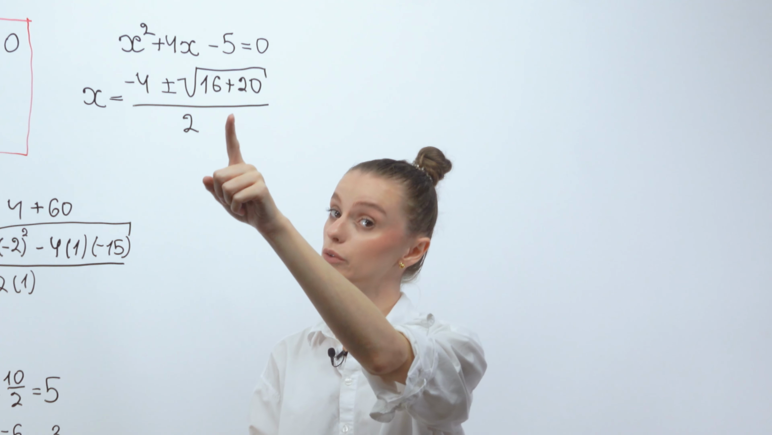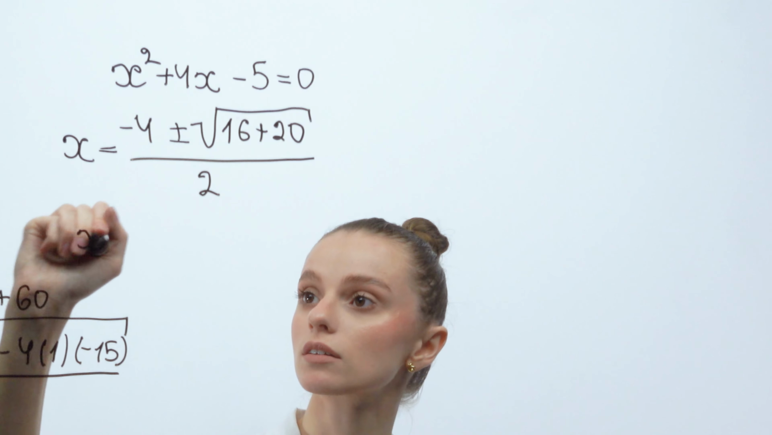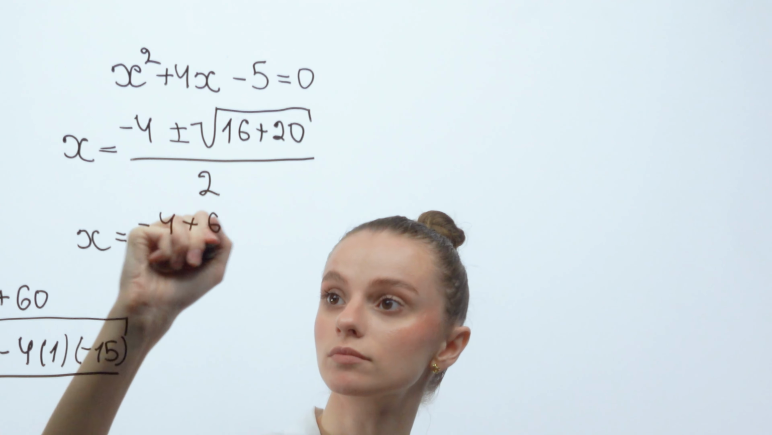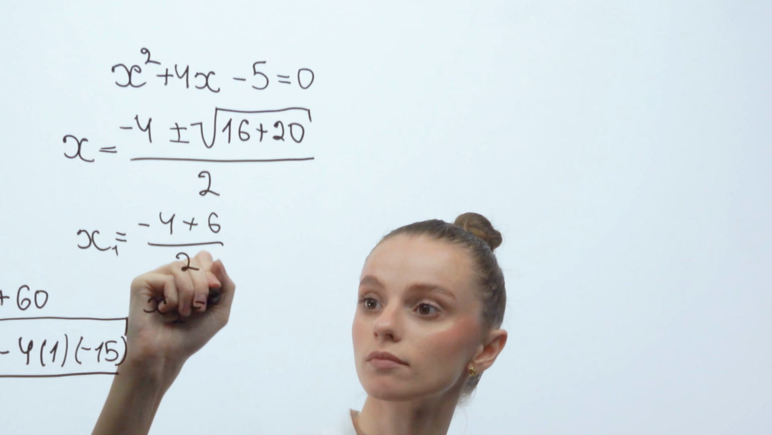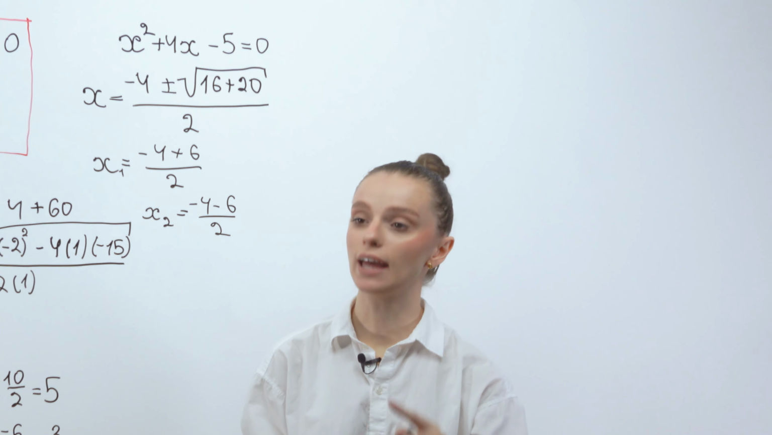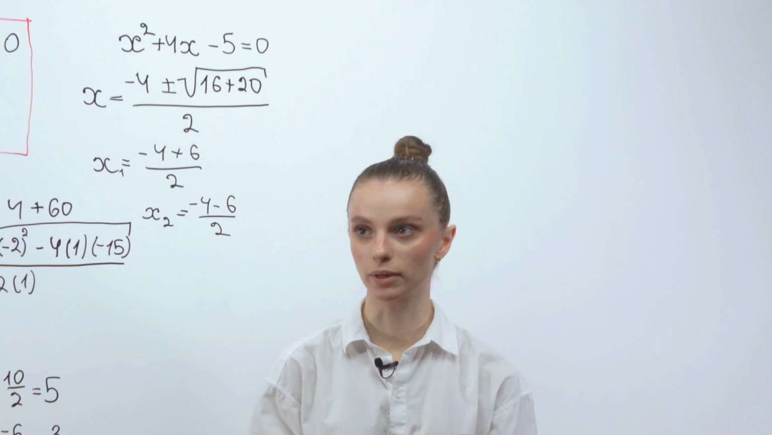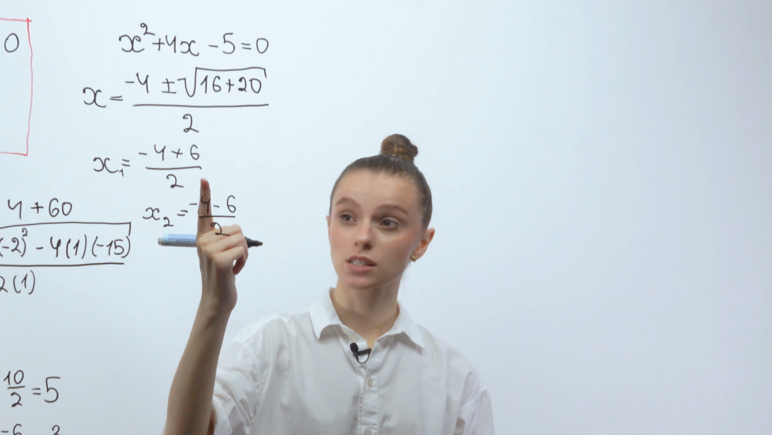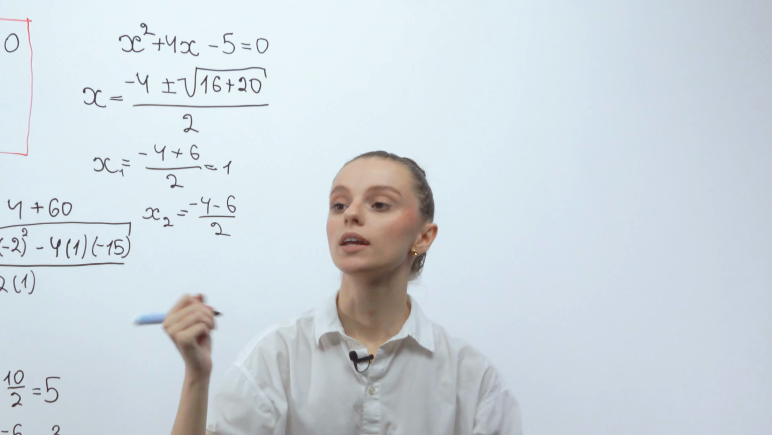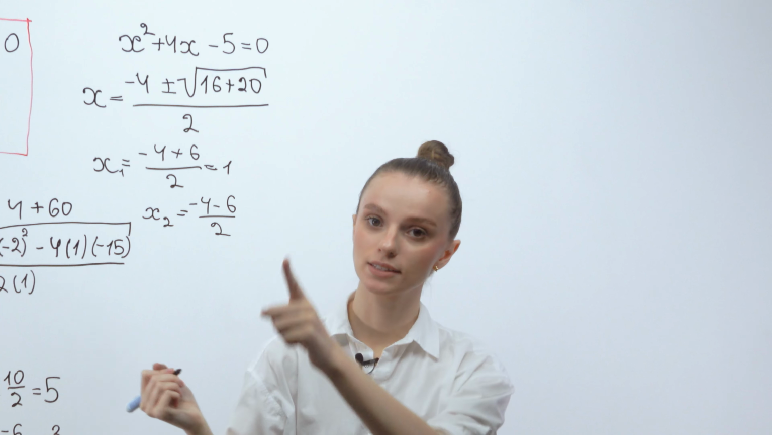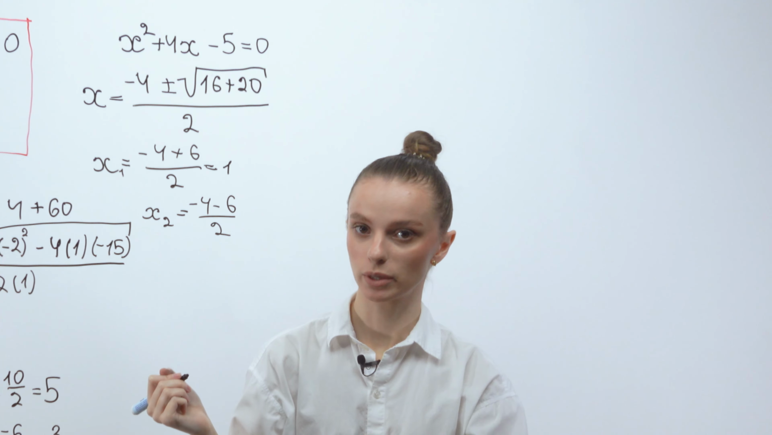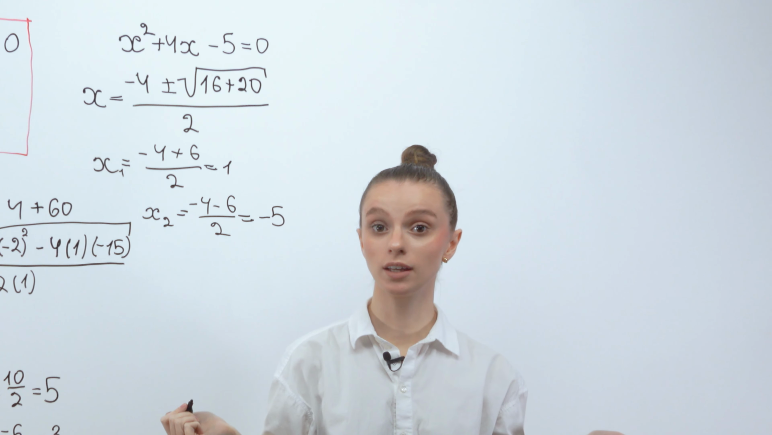Here I have the square root of 36. So my x is going to be -4 plus 6 divided by 2, and -4 minus 6 divided by 2. -4 plus 6 is 2, and 2 divided by 2 is 1. Here I have -4 minus 6, which is -10, and -10 divided by 2 is -5. Just like that, that is your answer.